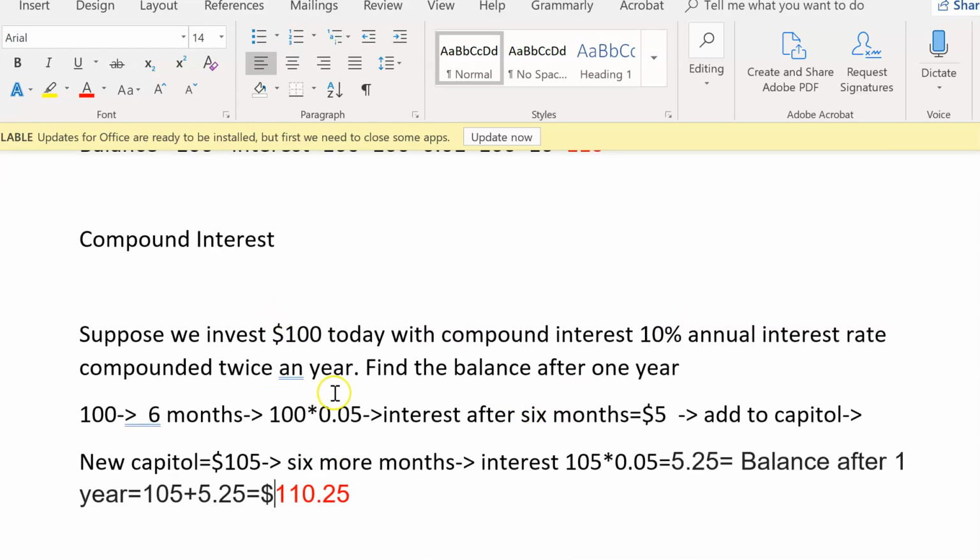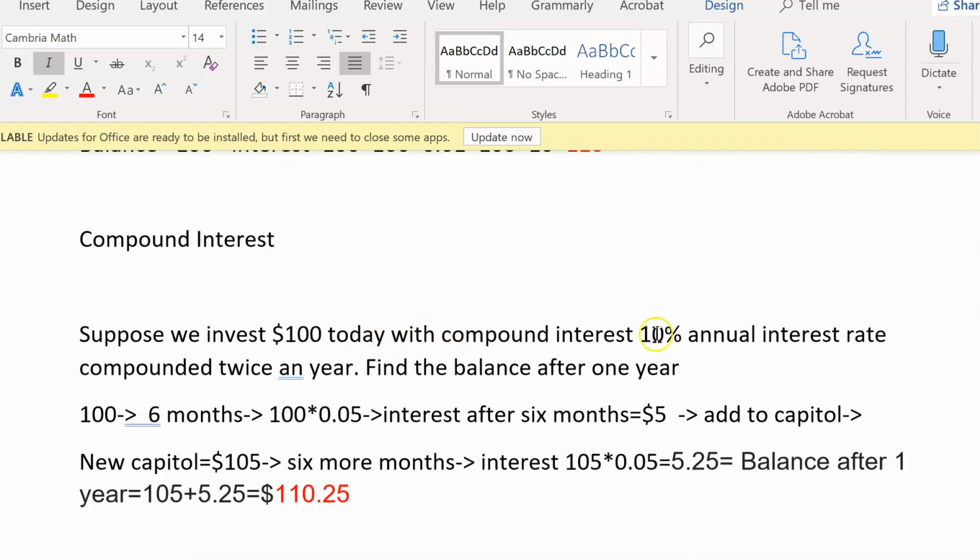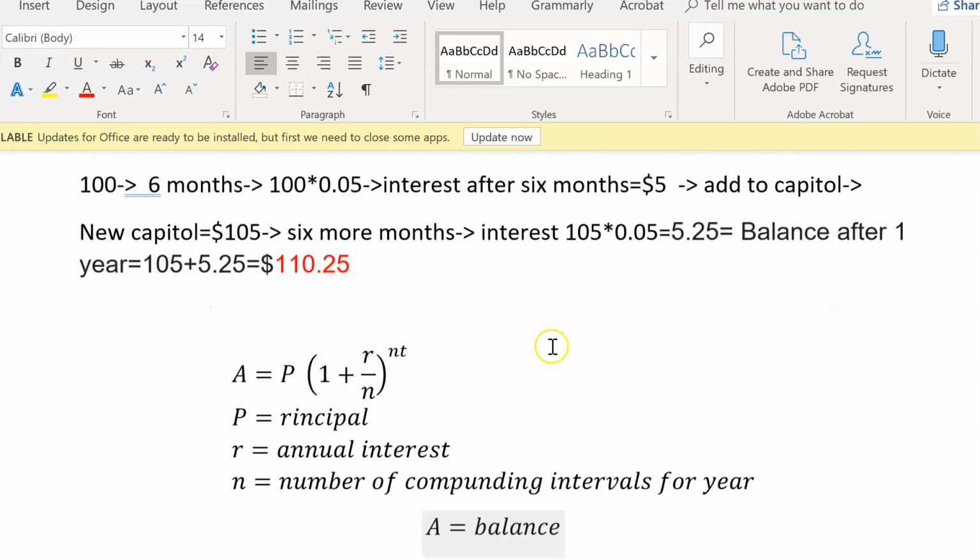Now, this can be modeled by an equation, and this is called the compound interest equation. The balance is given by A, because in finance the word amount means the balance. P is the principal, which will be the $100 that we put in this problem. In 1 plus r over n, r is the annual interest rate. That will be 0.1, because we put 10% interest.